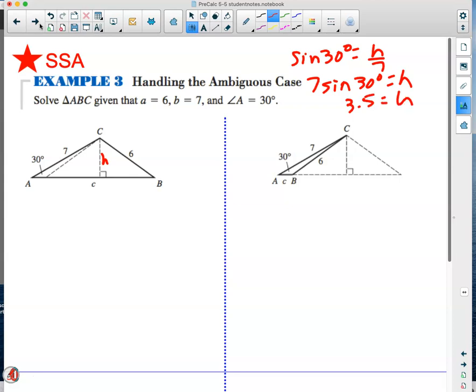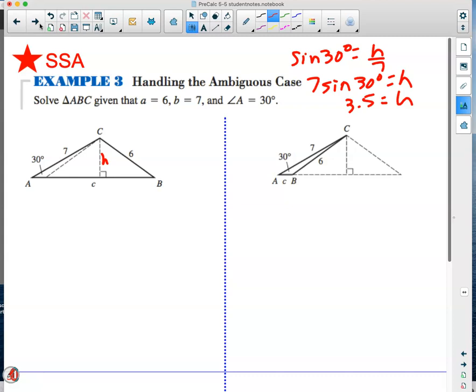So yes, 6 is greater than 3.5, and it's less than 7. So it is going to form the two triangles. It forms one large one, and then it forms a little sliver triangle right here. So let's get busy. We've got a lot to figure out here.